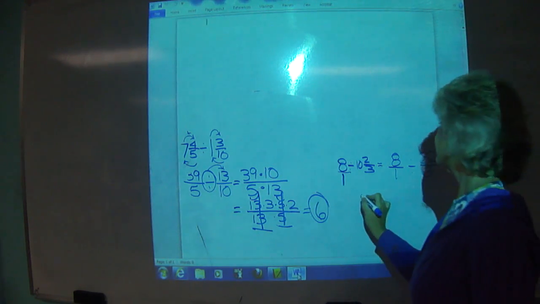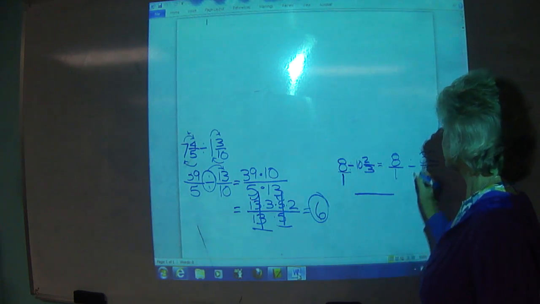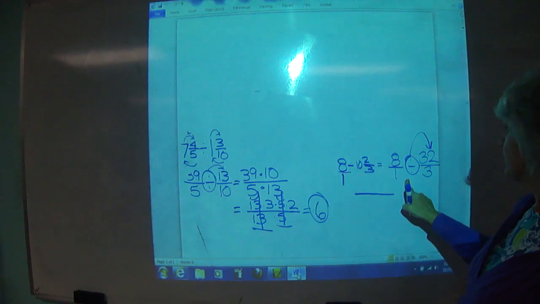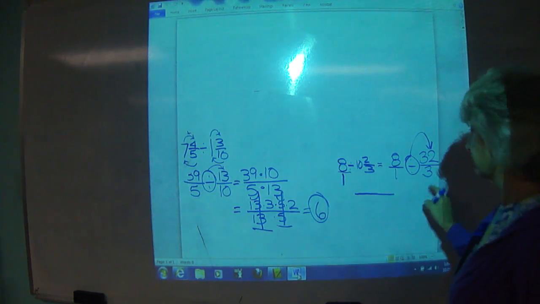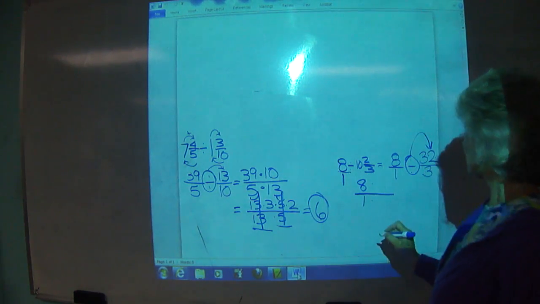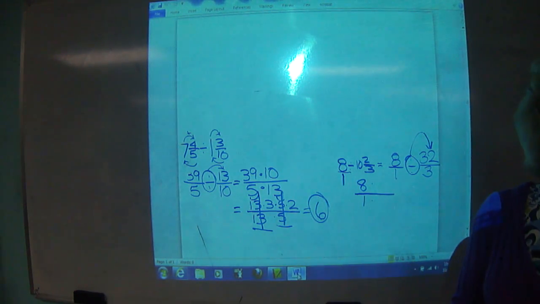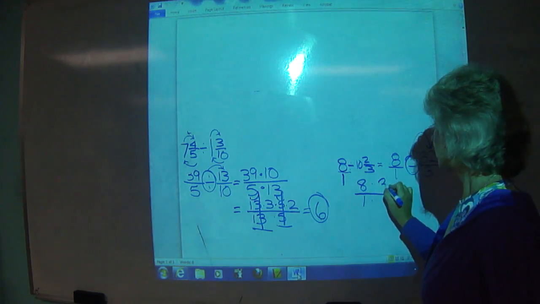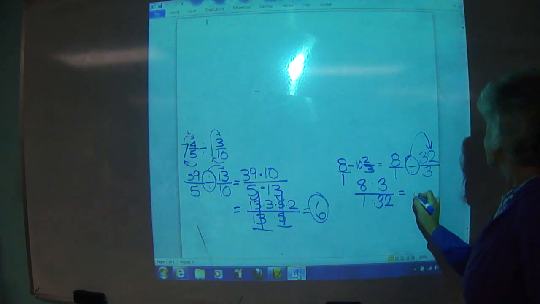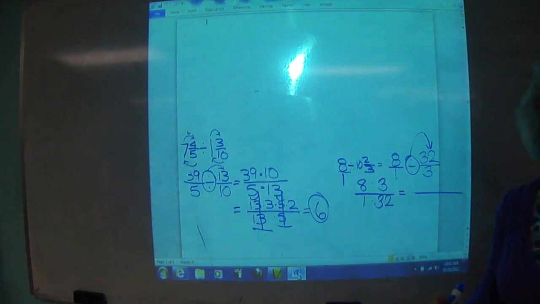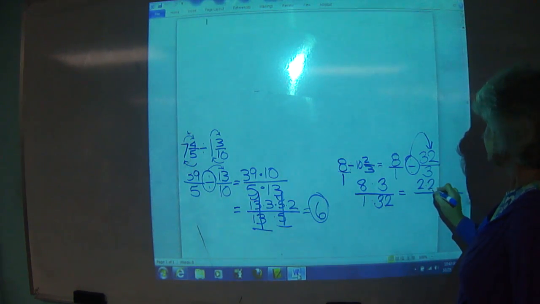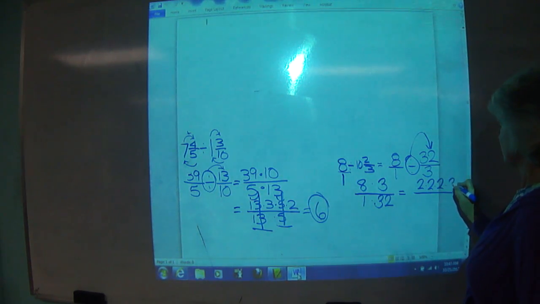Now let's turn it into a multiplication problem. Turn it into multiplication and use the multiplicative inverse. So, 8 wholes times, what's the multiplicative inverse? 3 over 32. That's equal to, I'm going to turn it into factors so I don't have to do as much math. 8 is 2 times 2 times 2.